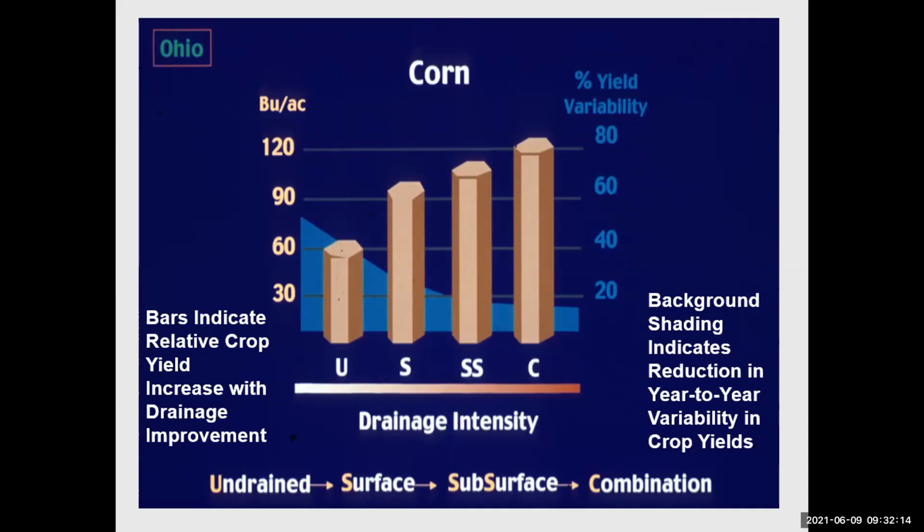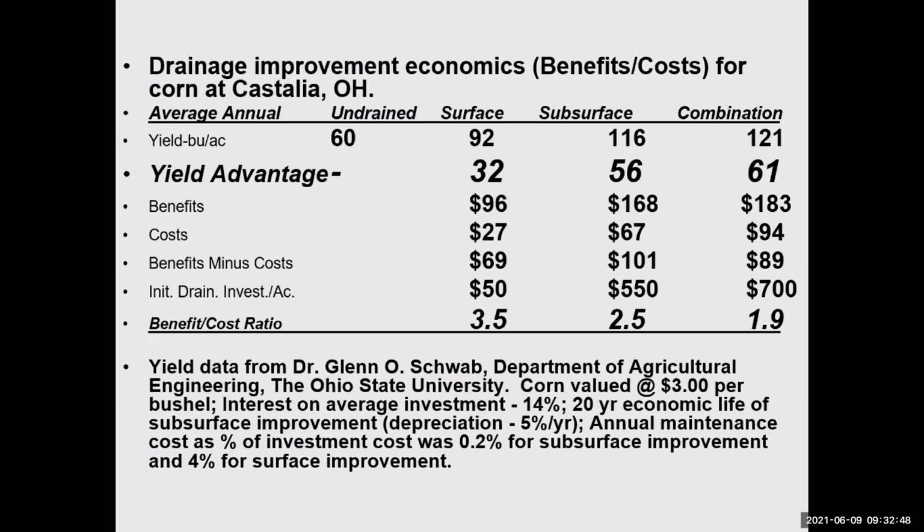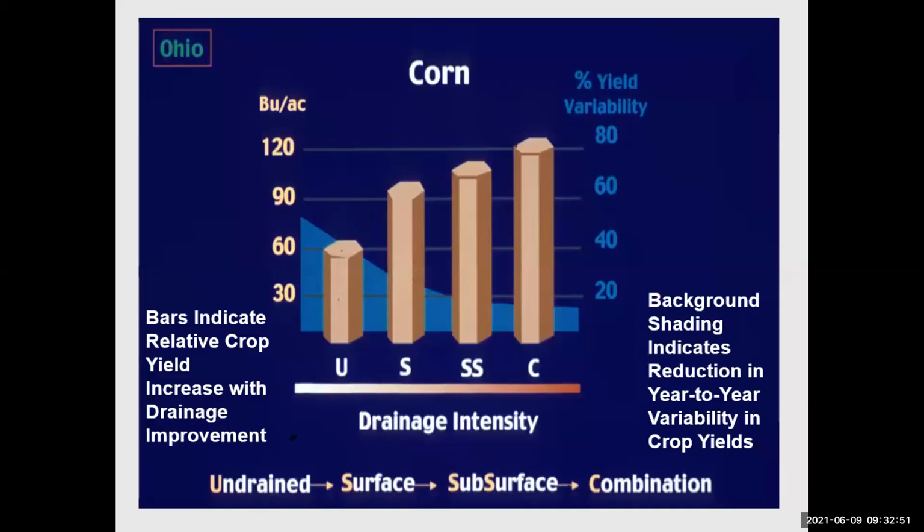Now, the shaded area behind is the reduction in year-to-year variability in yield due to excess water, timeliness of planting, and drought conditions, kind of combined. But we go from the highest amount of variability with the undrained, which is normal and which we expect. And as we improve the intensity, as we improve the water management, we get to a much lower year-to-year variability in yield. Okay, so this is strictly related to management of excess soil water.